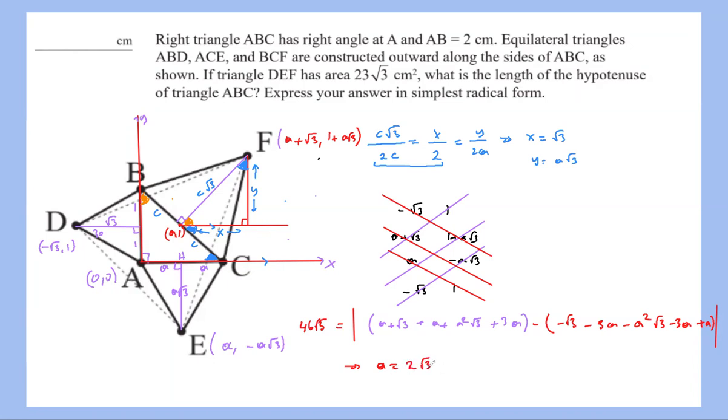So as soon as we have a as 2√3, we just need to make sure we answer the question, because we were looking for the hypotenuse. So this leg will now be 4√3. This is 2, so the square of this will be 48. The square of 2 will be 4, and they add up to 52. If you take the square root, you will get 2√13.